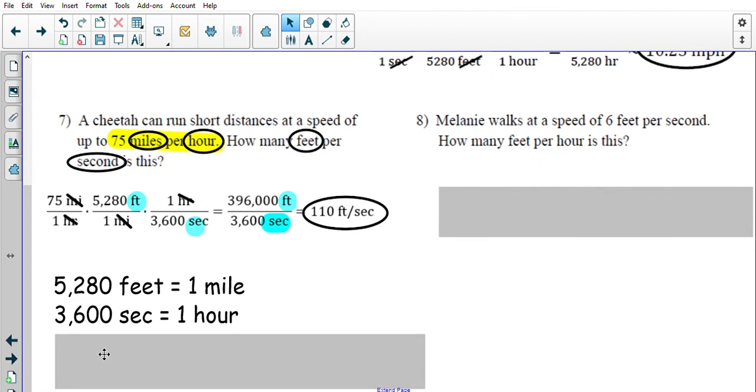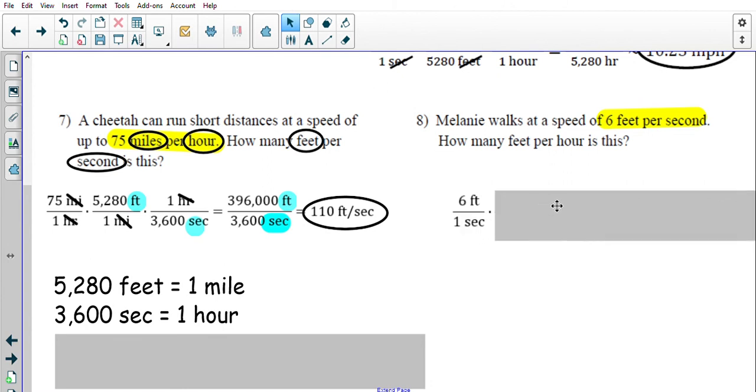Finally, number 8, Melanie walks at a speed of 6 feet per second. So let's start with that fraction, 6 feet per second. There we go. We want to convert feet into, feet stays as feet. So we're only going to have one fraction here after this, 6 feet to 1 second, or 6 feet per second. So we actually don't need to convert that at all. In fact, we need to convert seconds.